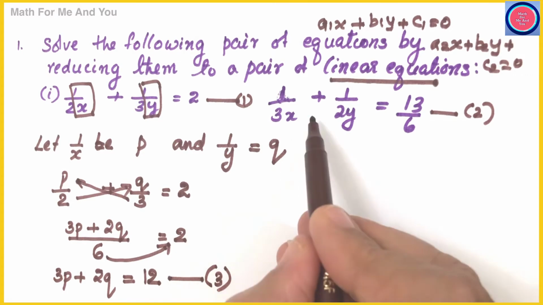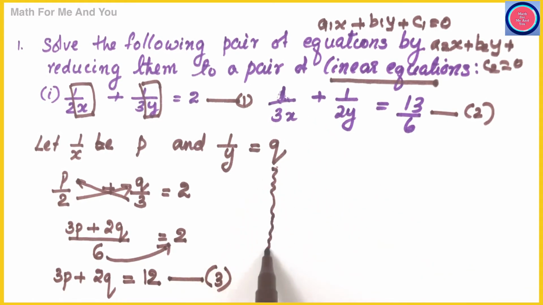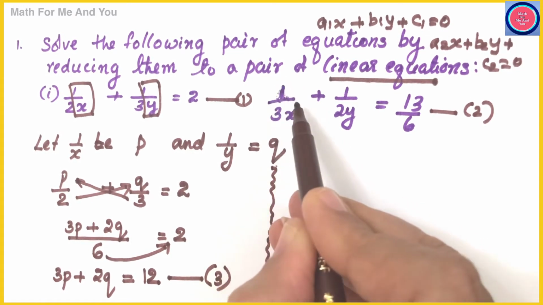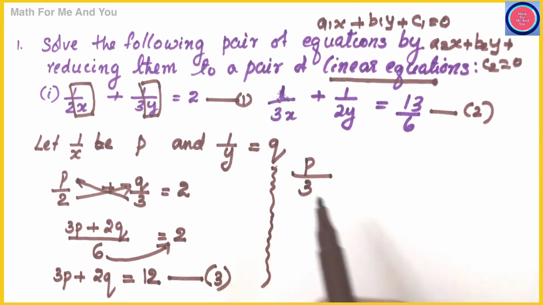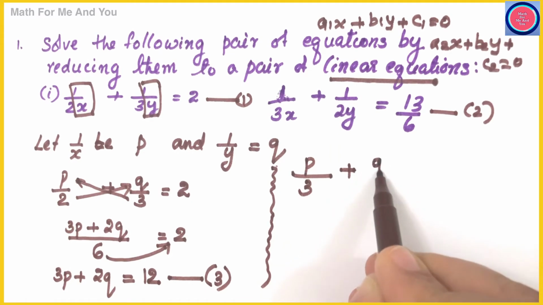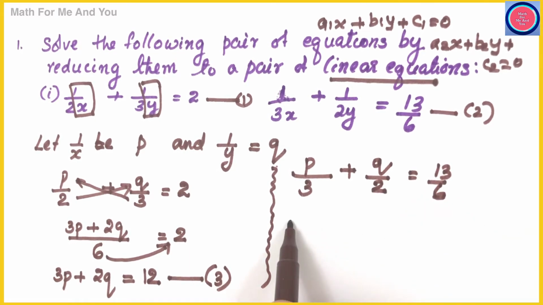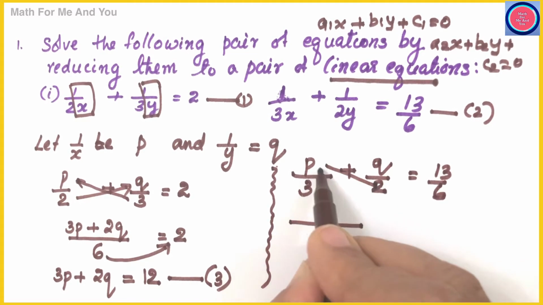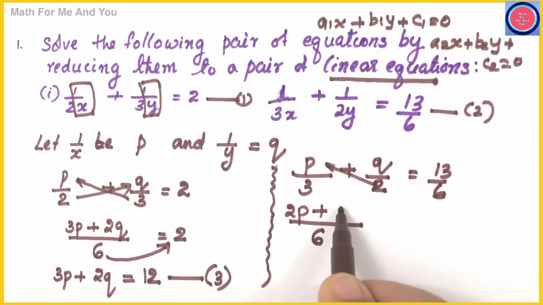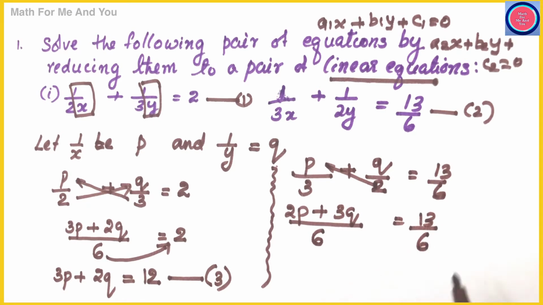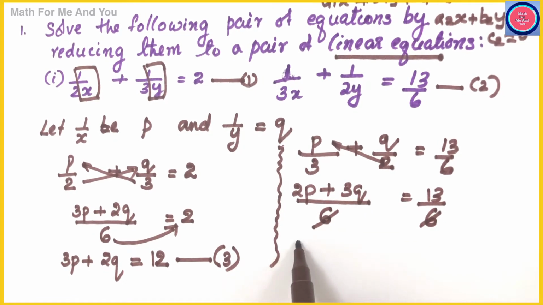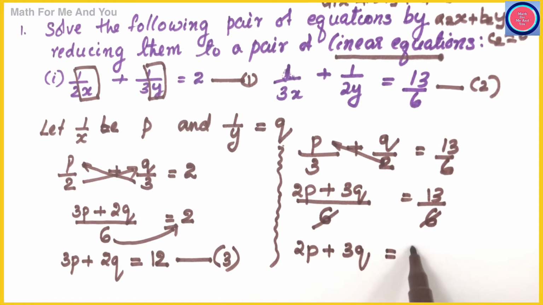Similarly, we can arrange equation number 2 and write it as a linear equation. We have taken 1 over x as p and 1 over y as q. So 1 over 3 times x is p over 3, plus the second term q over 2, is equal to the right side, the same, 13 over 6. Similar to the first equation, we write the LCM first: 3 and 2, LCM is 6. Cross multiply to get the numerator: 2p plus 3q is equal to 13 over 6. You can move the left side denominator to the right side, then 6 and 6 will cancel, or directly cancel the denominator because both sides have the same denominator. Now we get 2p plus 3q is equal to 13. This is the second linear equation, and we give it equation number 4.